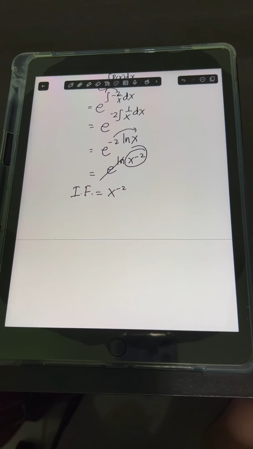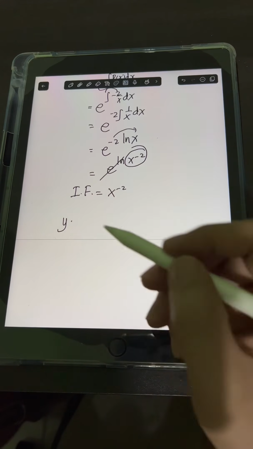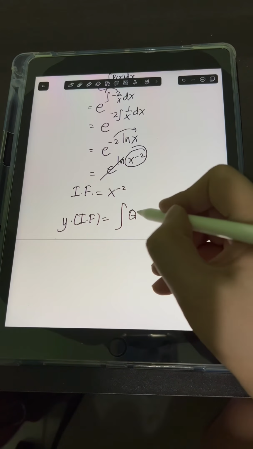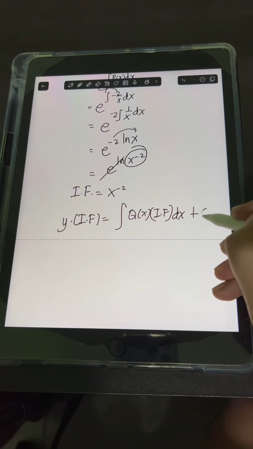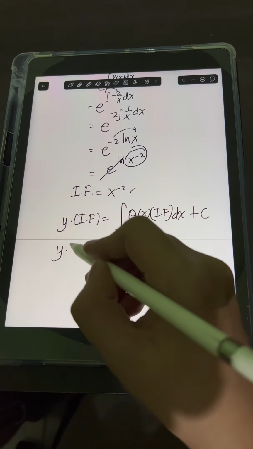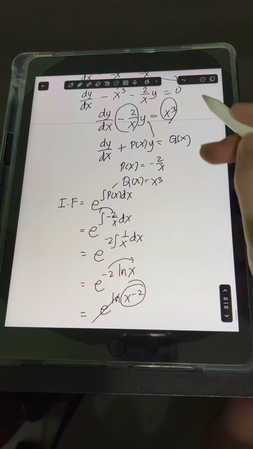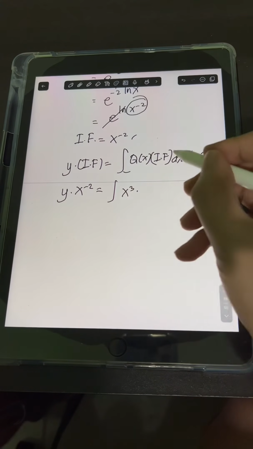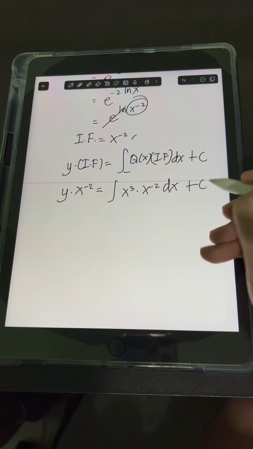Now, the general solution of the linear DE will be the dependent variable in this problem, y, times the integrating factor equal to the integral of q(x) times the integrating factor dx plus c. If we substitute, we will have y times the integrating factor x⁻² equal to the integral of q(x). Going back, we know that q(x) is equal to x³. So x³ times the integrating factor again, x⁻², dx plus c.